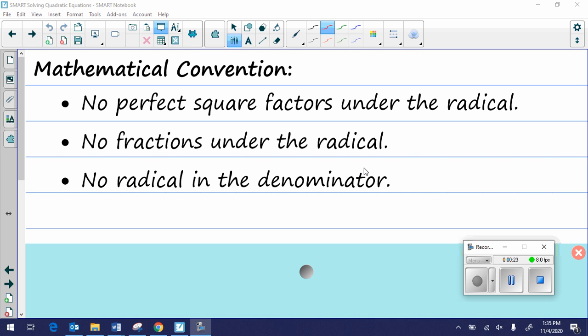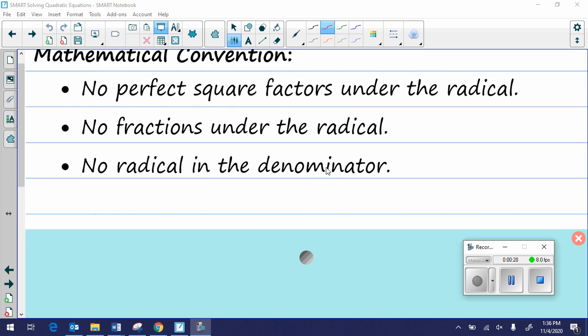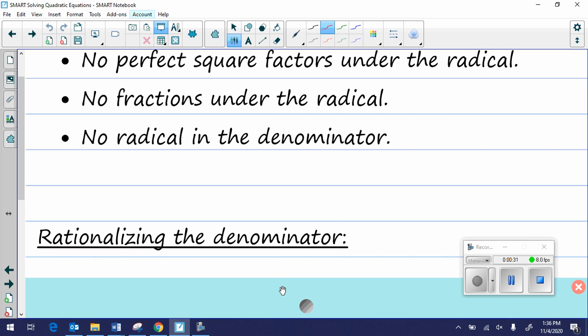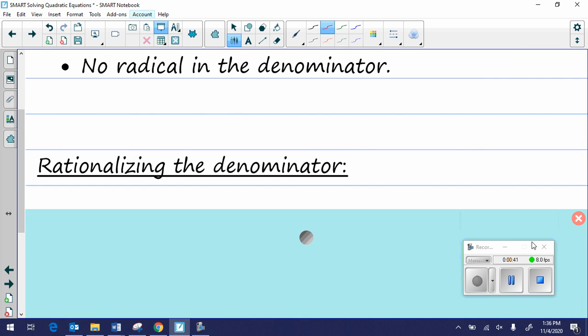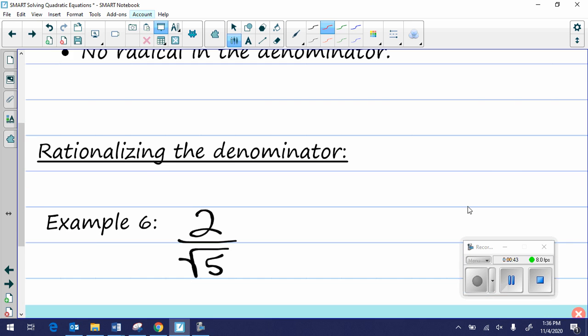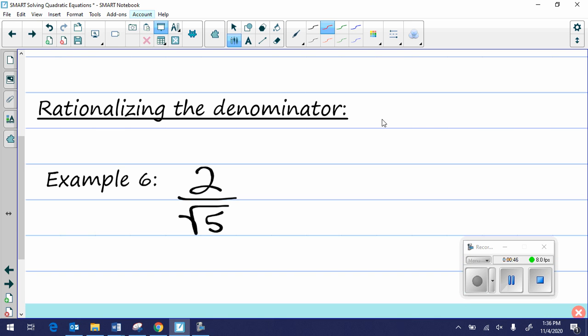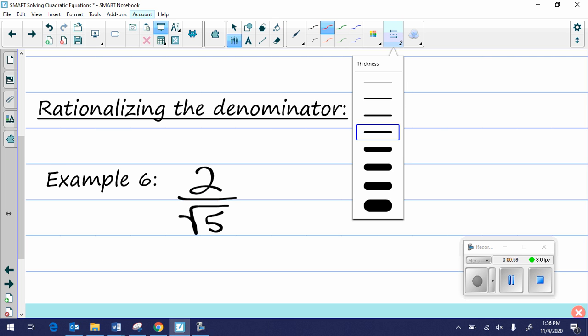So it's not that if this happens, your answer is wrong. It's just not done. Okay, so the process we're going to go through is called rationalizing the denominator. And it's called that because what we're doing is making the denominator rational. So if I look at example 6 here, because we're continuing the notes from Wednesday, see this square root in the denominator? We don't like that. It's irrational. We don't want it to be irrational. So we are going to rationalize.